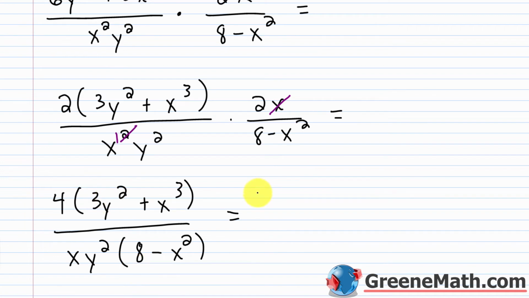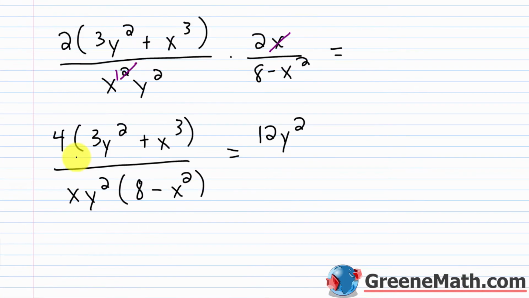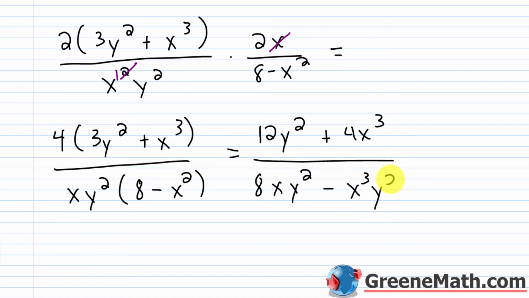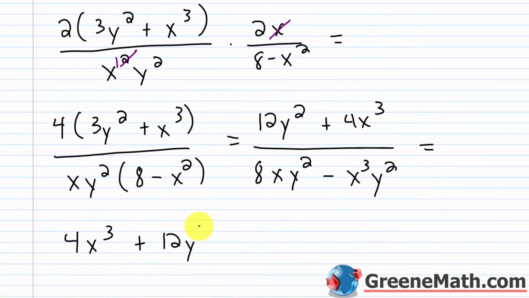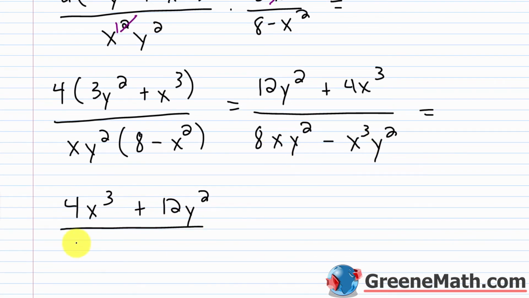So 4 times 3y squared is 12y squared. Then 4 times x cubed is plus 4x cubed. And then over, you have xy squared times 8. That's 8xy squared. And then you have xy squared times negative x squared. That is minus x cubed y squared. And for some of you, you'll want to write this where 4x cubed is in the front. So you can switch the order and say, okay, this is 4x cubed plus 12y squared over, switch the order here, negative x cubed y squared plus 8xy squared.